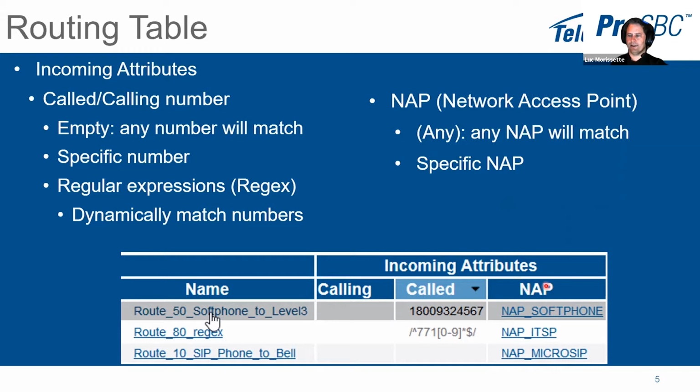Then the last part of the incoming attributes is the network access point. You can put any, so any network access point will match, or a specific NAP. Normally if you specify a NAP here, only calls coming from this network access point will be able to be routed. But if you leave it as any, then any call can use this route. Usually you put any when it's a default route, meaning that if it doesn't hit any other route, it's going to go to this particular destination.